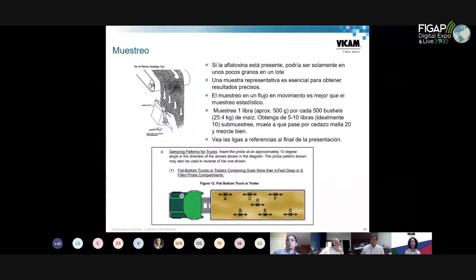And I have some references at the end of this presentation that I can give you. One is from the United States Federal Grain Inspection Service, and it gives examples of probing patterns and how the probes should work in different types of vehicles.